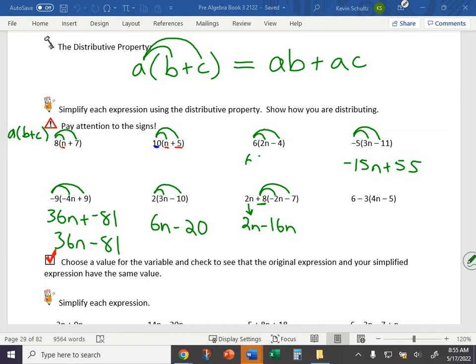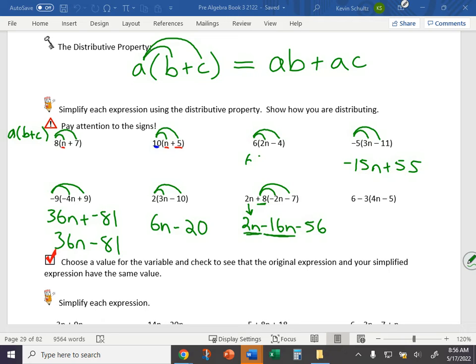And then what's positive 8 times negative 7? Someone knew. Yeah. Negative 56. Right? Now what can we do, now that the parentheses are gone? This is kind of back to yesterday. We have an expression with 2 n terms. Okay? We can combine them. Now we can use that 2n and combine it with our negative 16n.